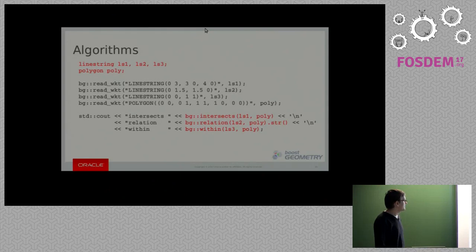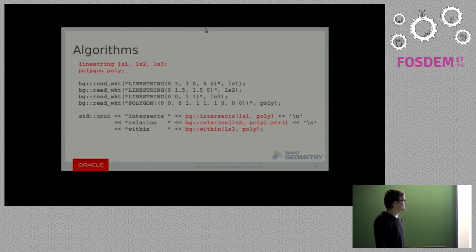The rest of the examples is very similar. Here, relational operations. I'm checking the intersection of a line string and line strings and polygon. Actually, this is probably not... Yeah, the example is not correct. Sorry.